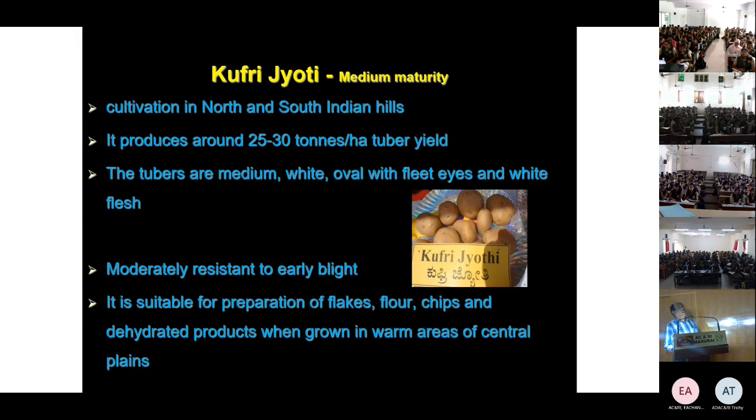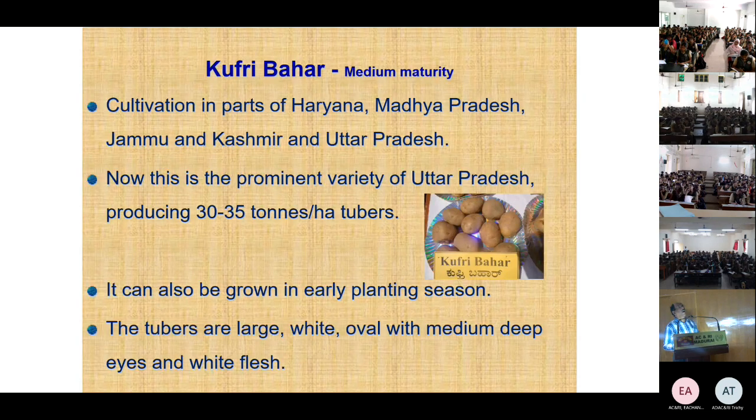Kufri Jyoti is a medium season variety, moderately resistant to early blight, suitable for preparation of flakes, flour, chips and dehydrated products. Tubers are medium, white oval with white flesh. Next, Kufri Bahar is cultivated in the northern parts of India, giving 30 to 35 tons per hectare, a medium season variety. Tubers are large, white oval with medium deep eyes and white flesh.